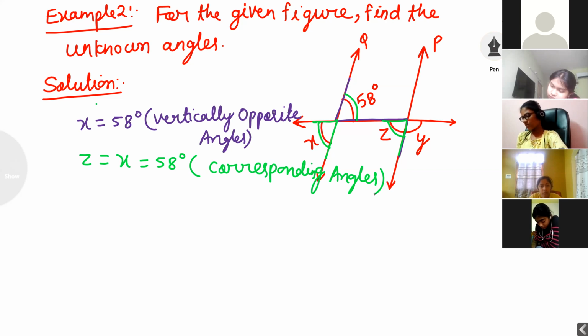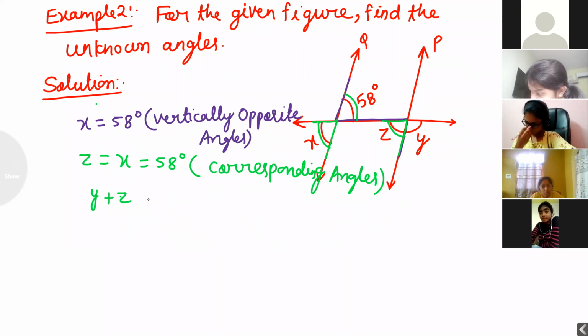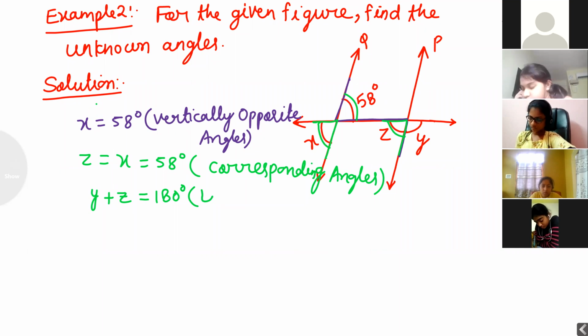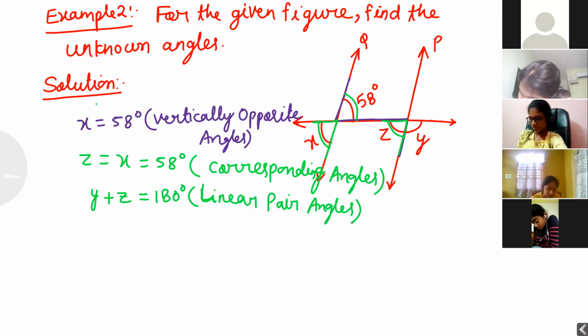Now how to find y? If y plus z is equal to 180 degrees, we can apply here the linear pair angle concept. Y plus z is equal to 180 degrees. In the bracket we'll write linear pair angles.